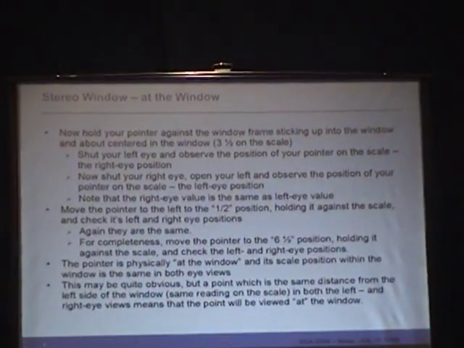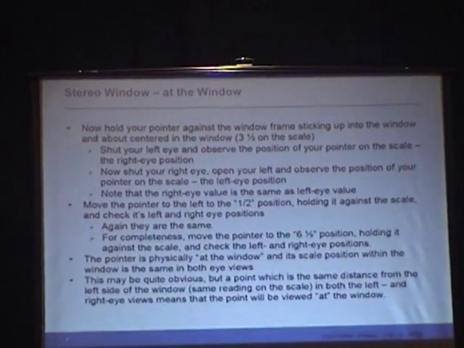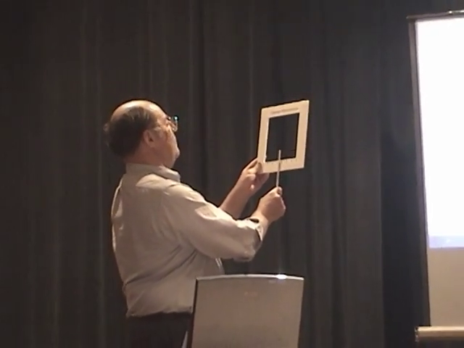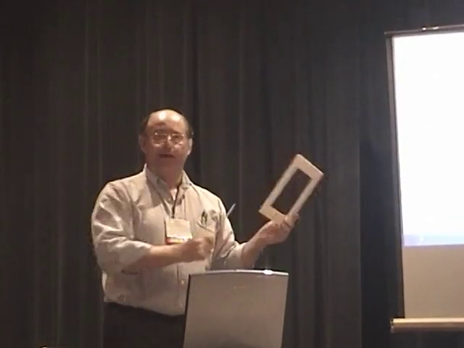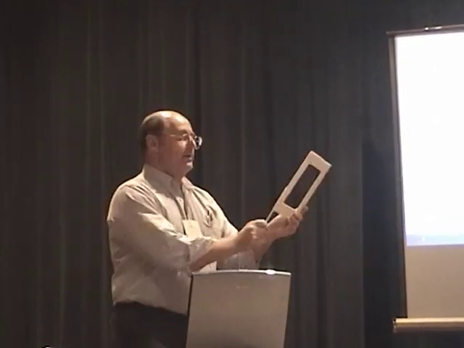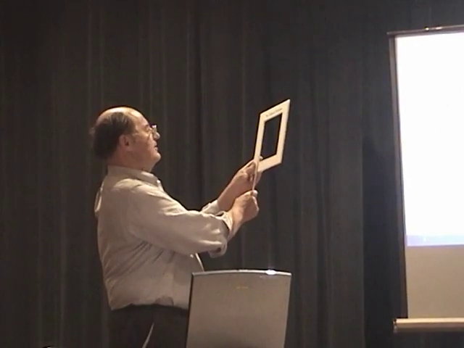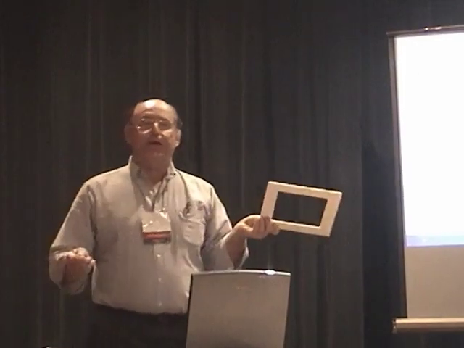Okay, now we're going to do something that's going to sound a bit silly, but I want to make a point and get you practiced up for the difficult parts coming up. Get your pointer out here. I put the pointer right there at 3.5. You shut your right eye, do left eye view, right eye view. What is the position of the pointer? It's the same, right? Whether you're looking at the left eye or right eye, it's 3.5. Move it over to half. Same thing, 6.5. Well, it's kind of a dumb thing to say, well, of course it's the same.